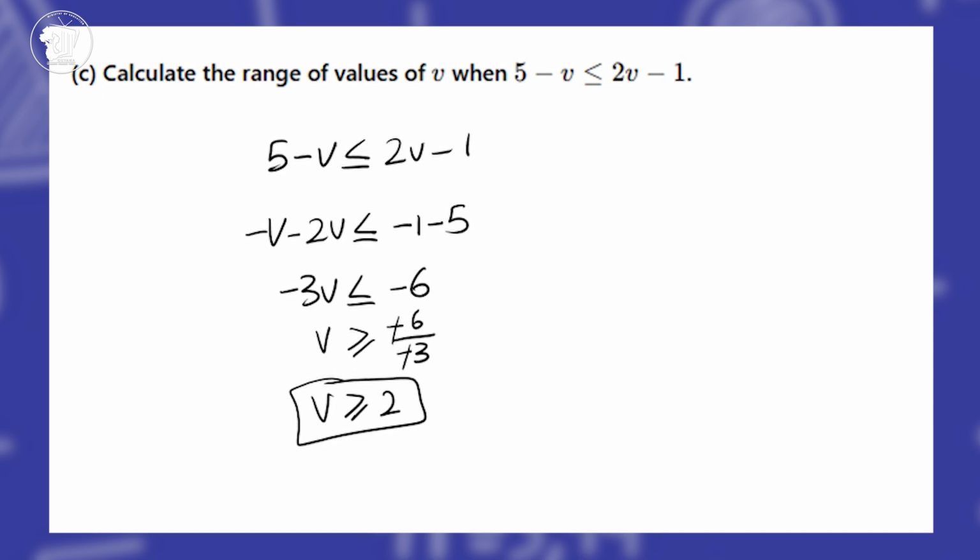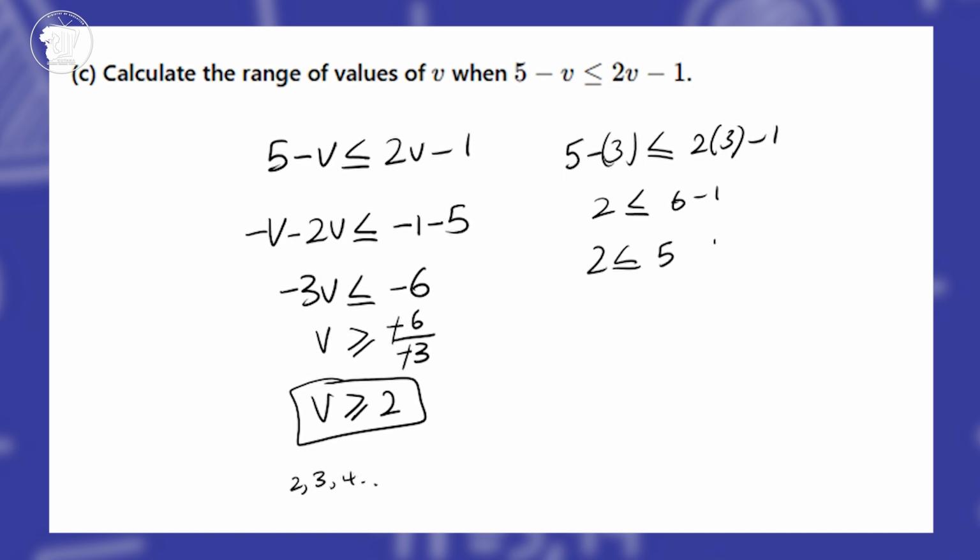So let's check to make sure that is true. So we know numbers greater than or equal to 2 would be 2, 3, 4, etc. So let's plug in this 3 and see if it will satisfy this inequality. So this will be 5 minus v, which will be 3, is less than or equal to 2 times 3 minus 1. So 5 minus 3 would be 2, is less than or equal to 2 times 3 is 6, 6 minus 1 would be 5. So 2 is less than or equal to 5. So this is true, this is correct.